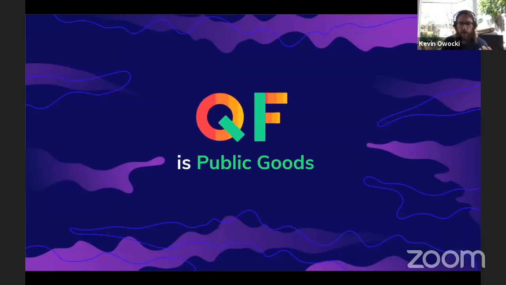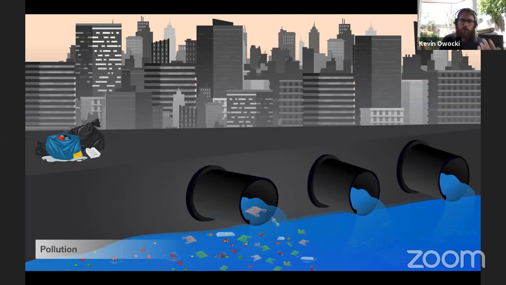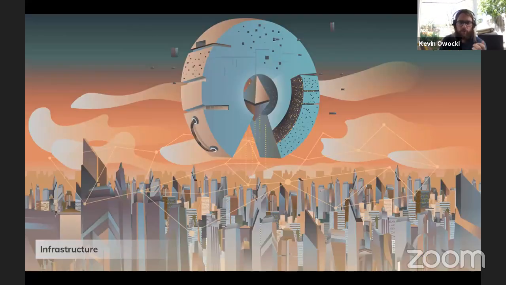It's supporting what are called public goods. Public goods are goods that are non-excludable and non-rivalrous, as opposed to private goods like consumer goods such as food, clothes and cars. Public goods are things like clean air. We all want to live in a world in which we're breathing clean air, so we can avoid lung cancer and avoid degrading our long-term health. We all want to live in a world in which there's great infrastructure, so roads and bridges, and not a lot of traffic to go from A to B.